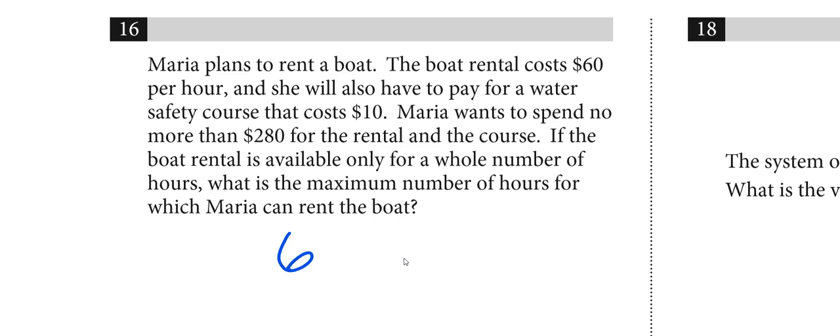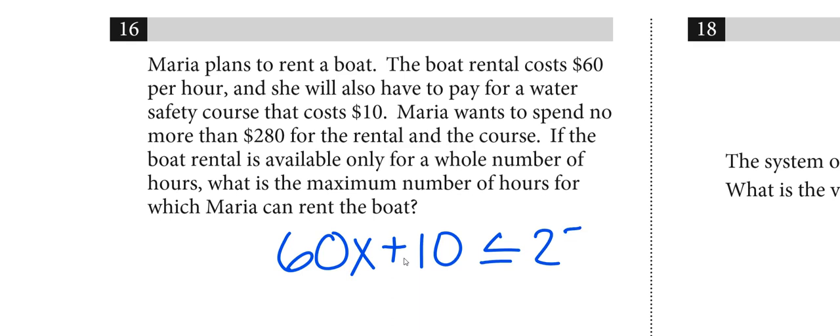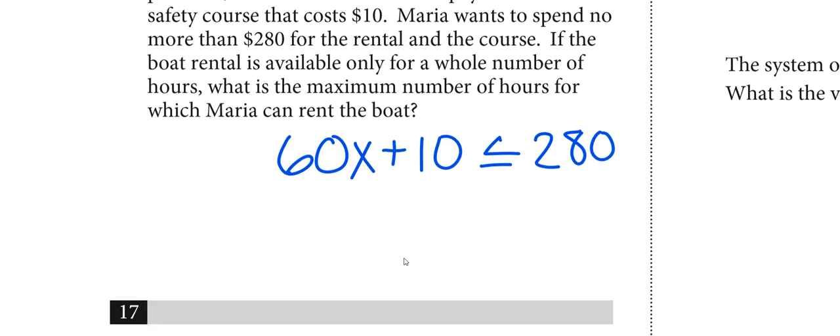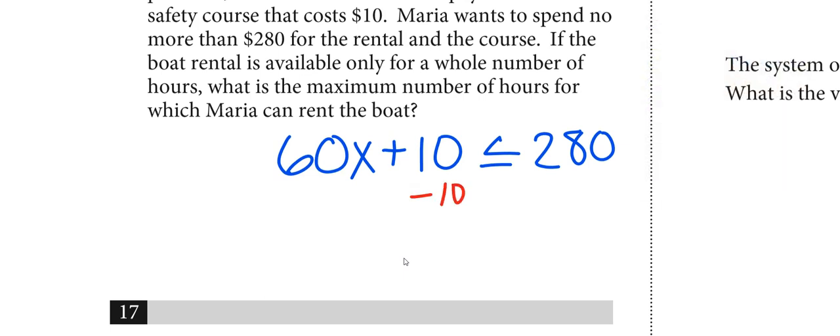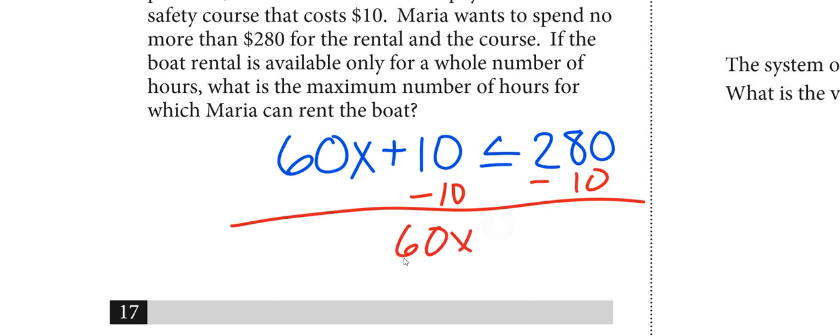How do you know? So 60 times the number of hours plus $10, no more than, that's less than or equal to 280. Now let's see if you're right. And of course, we're going to subtract the 10. 60x is less than or equal to 270.